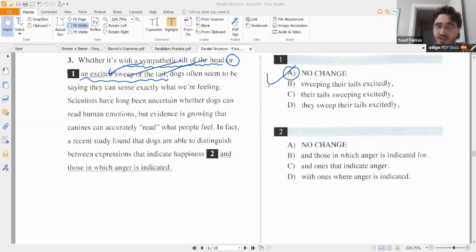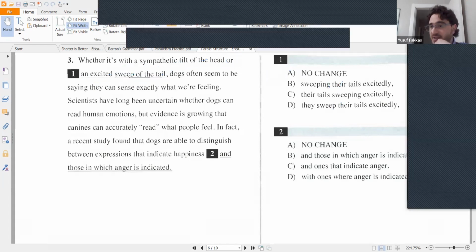Okay? A sympathetic tilt, an excited sweep of the head, of the tail. If you look at B, C, or D, they all give us different structures. Let's do number 2. Does "excitedly" fit? It's different. Excitedly. Yeah, it's fine. Okay, let's see.